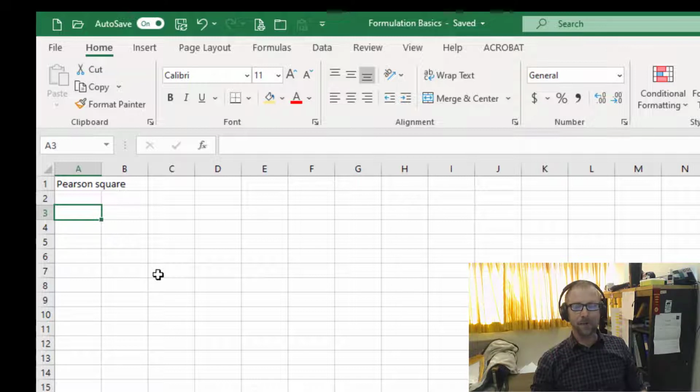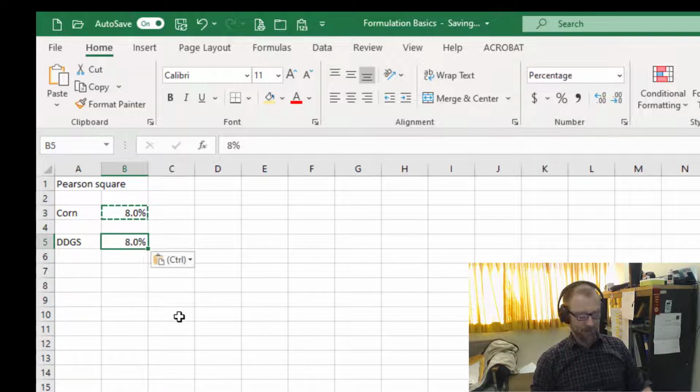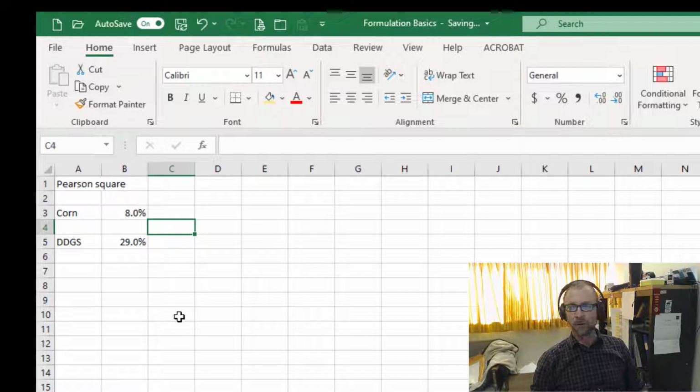So let's just start with that. Let's say we're going to do a diet, and this isn't going to be a good diet by any stretch of imagination. Again, this is just to get us started, where we're going to formulate a diet with corn and distillers grains, the byproduct of the ethanol industry. We know that corn, at least the corn that I'm going to be using, is 8% crude protein. So I'm going to put in 0.08, and I'm going to make this into a percent, so you can just see that number. I'm just going to copy this down so I can take the format down there, and then I'm going to make that 29% down there. Okay, so I got corn and I got distillers. I purposefully left a space between there because with the Pearson Square, I'm going to put in here what my target is.